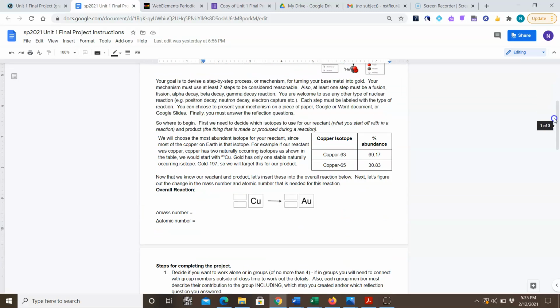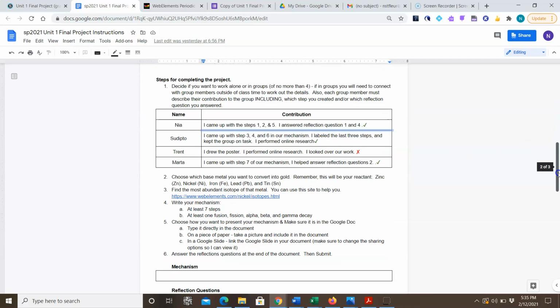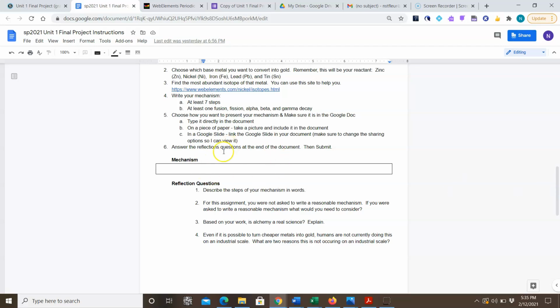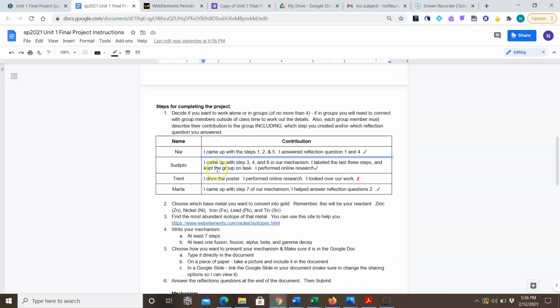Final thing, this part in the front here, the overall reaction, you do not have to do this. If we were doing this whole class and I was modeling it, I would give you that information. But you can just skip this. I will not be checking this. The only thing I'll be checking is your mechanism, your reflection questions, and if you're doing it in a group, I'll be making sure you have your contributions all outlined.